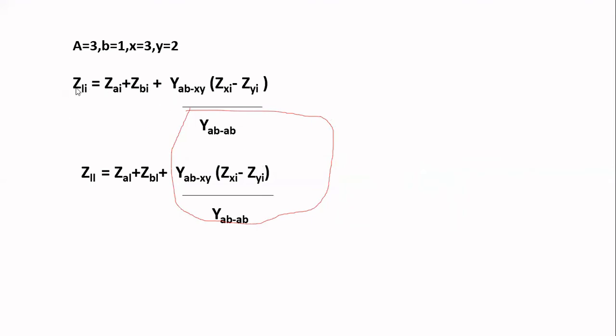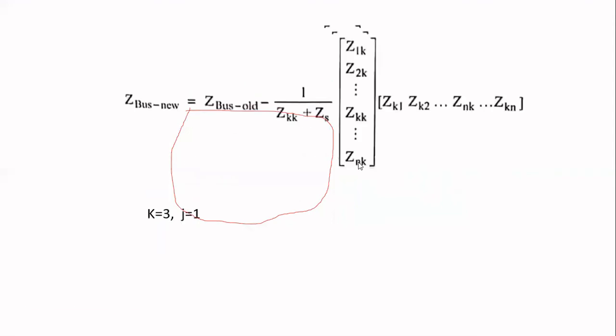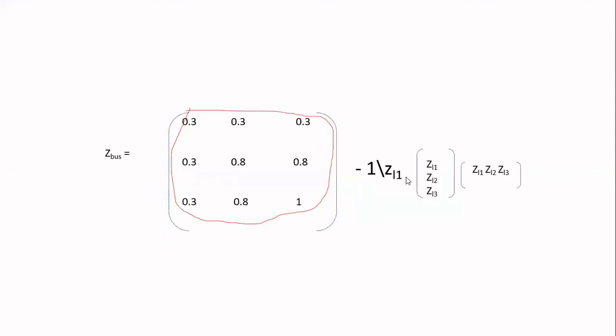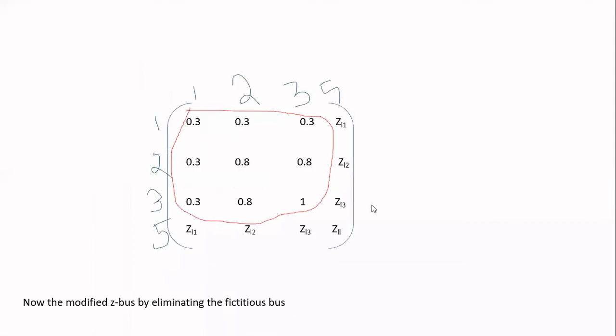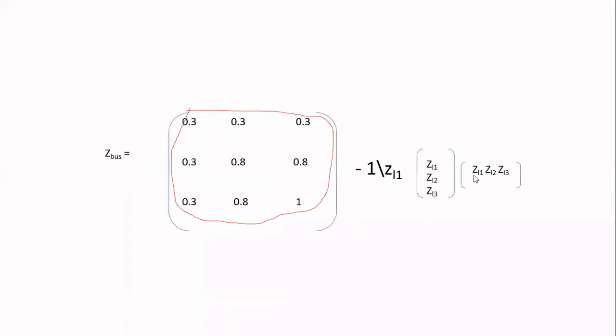After calculating this ZL1 value, we substitute it into Z1L, ZL2, ZL3. ZL1, ZL2, ZL3 will be obtained by using these formulas. This is the last Z-bus building algorithm after completing the 6th step.